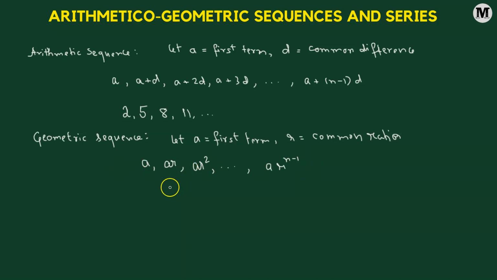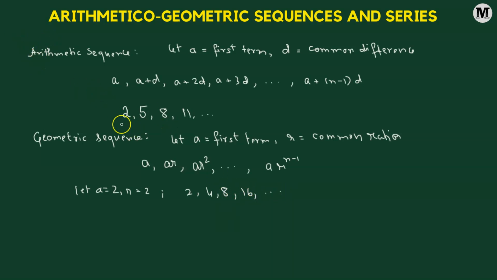For instance, let us consider A to be equal to 2 and R to be equal to 2. Then in that case, we have 2. Next will be 2 times 2, that's 4. Then 4 times 2, that's 8. 8 times 2, that's 16. And this is going to continue. This is an infinite geometric sequence.